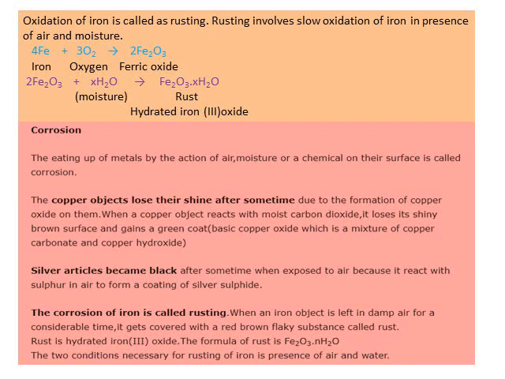Oxidation of iron is called as rusting. So rusting takes place because of oxidation. That is, the metal combining with oxygen is called oxidation. Rusting involves slow oxidation of iron in the presence of air and moisture. So the equation for this is 4Fe plus O2 gives 2Fe2O3. This Fe2O3 is the chemical name of rusting, which is chemically called ferric oxide. Fe2O3 represents the chemical formula for rust.